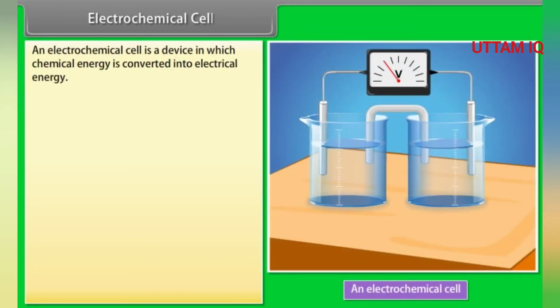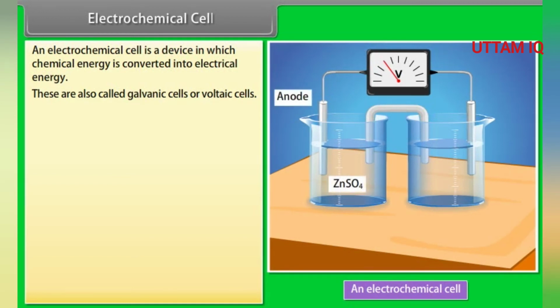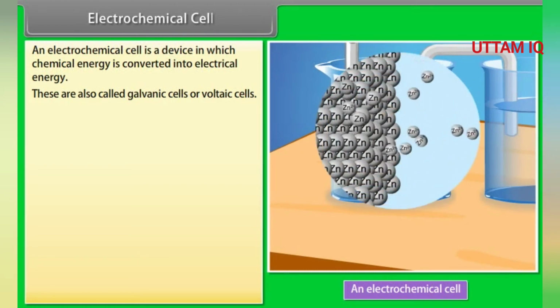Electrochemical cell. An electrochemical cell is a device in which chemical energy is converted into electrical energy. These are also called galvanic cells or voltaic cells. Let us consider the redox reaction between zinc and CuSO4 solution. Zn and CuSO4 solution are taken in separate vessels.